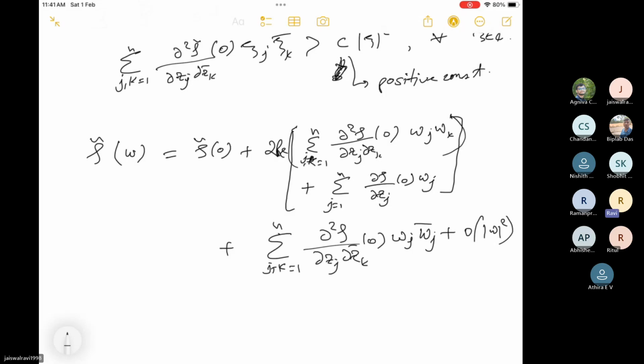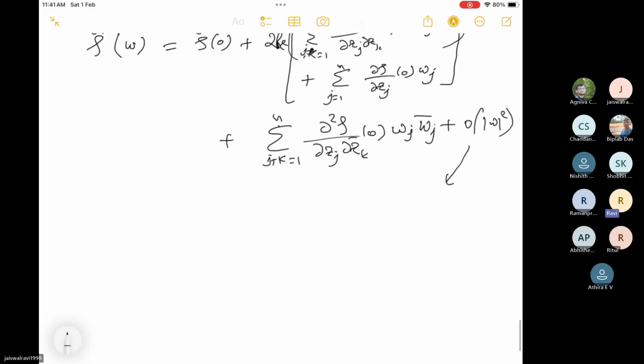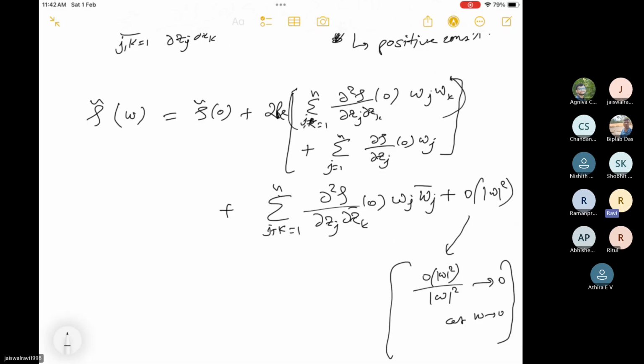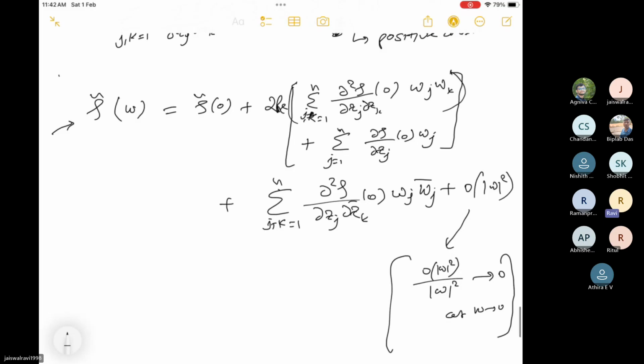Little o of mod W square means that if you divide by mod W square, this will go to 0 as W goes to 0. And if you write this Taylor series in real coordinates and change to complex coordinates, you will get this type of Taylor series. So this is by Taylor series.